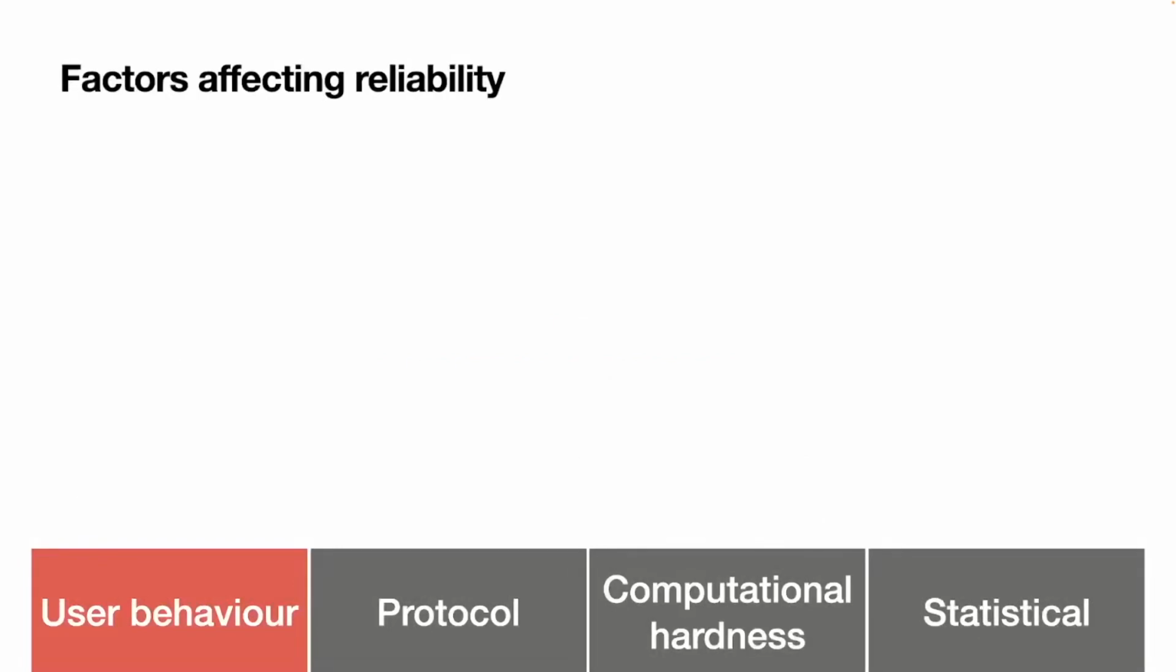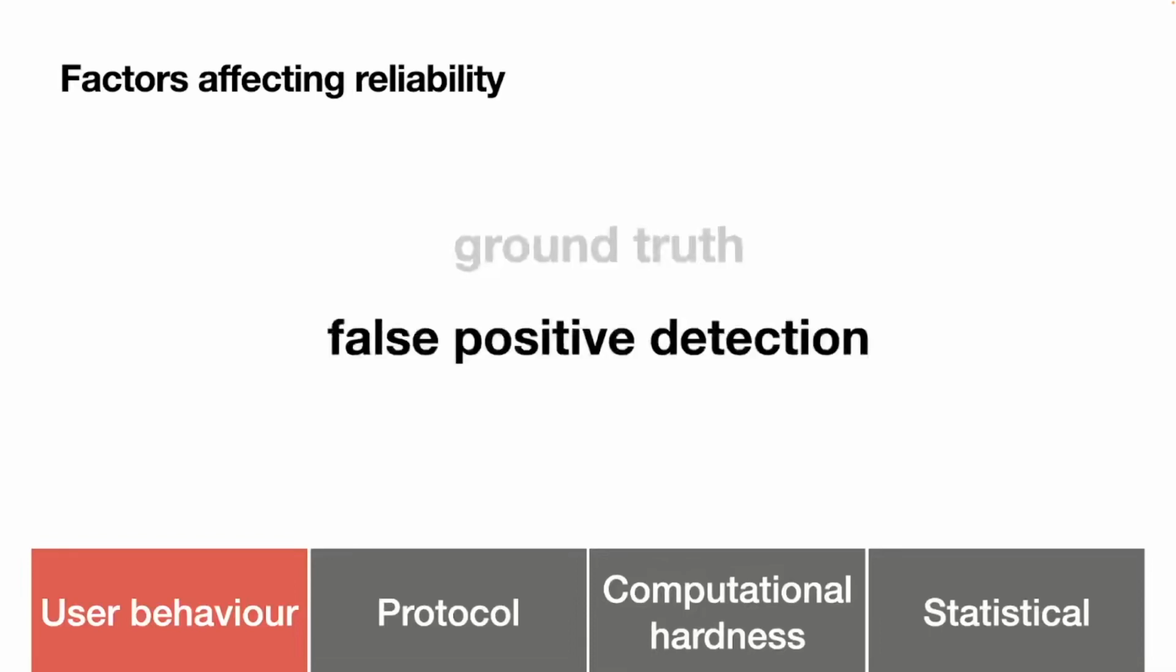Besides this general assessment, we also provide factors for each class of assumptions that help to argue reliability on a case-by-case basis. For user behavior assumptions, these are, for example, ground truth, which I already mentioned, but also false positive detection. So if we go back to our example from the beginning, the multi-input heuristic is only as good as our way of detecting coin-join transactions. Thus, if we can reliably detect coin-join transactions, also the findings by the multi-input heuristic are more reliable.